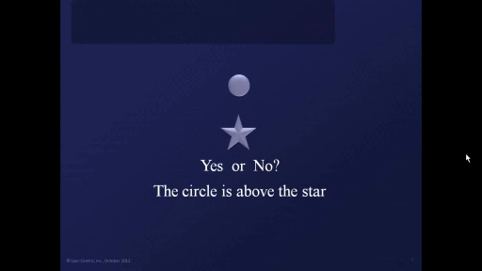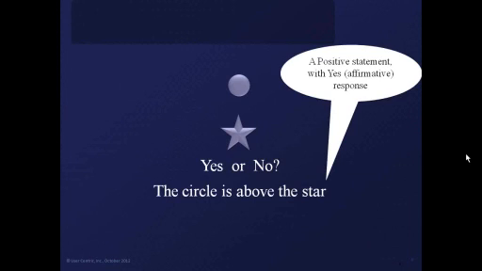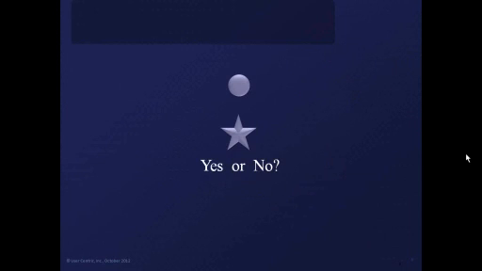The circle is above the star, yes or no? Okay, well that was pretty easy. It illustrates this, that it's a positive statement and it has an affirmative or a positive response. We're going to do it one more time. Say yes or no to the following. The circle is not above the star.